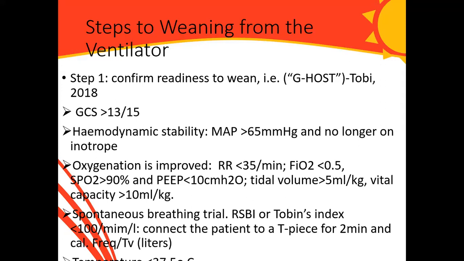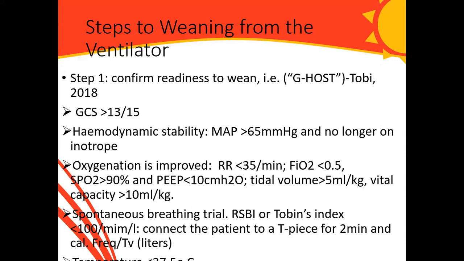So objective indications to show that oxygenation has improved are the things I've outlined here. The S is spontaneous breathing trial. This patient must have passed a spontaneous breathing trial, and the commonest index that is used is the Tobin's index, also known as the rapid shallow breathing index. When the rapid shallow breathing index is less than 100 per minute per liter, it shows that this patient has passed the spontaneous breathing trial.